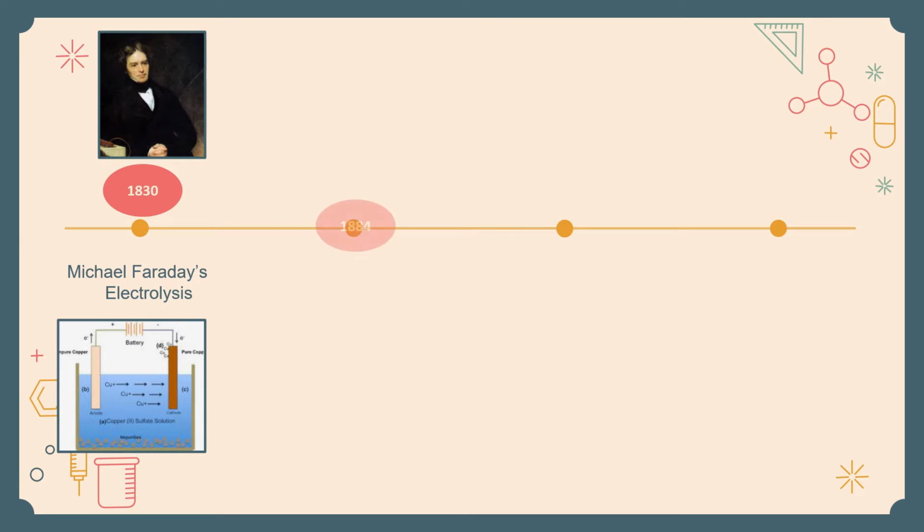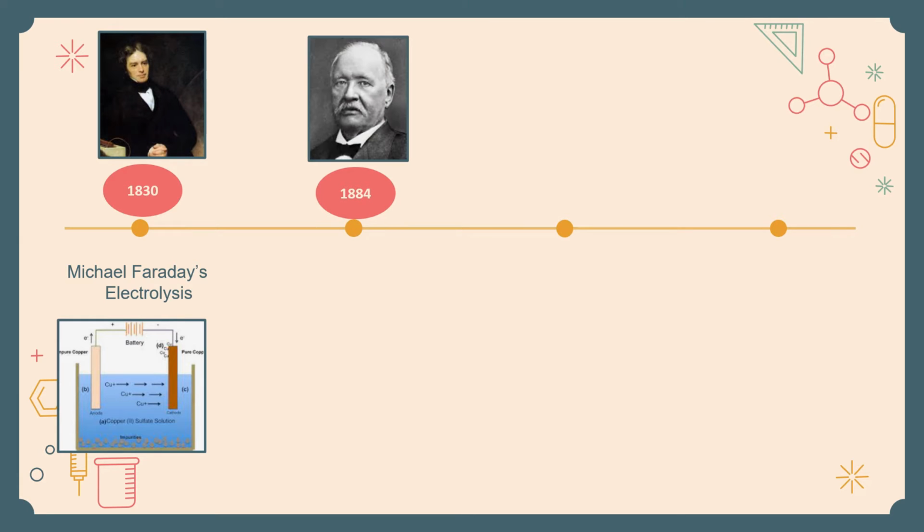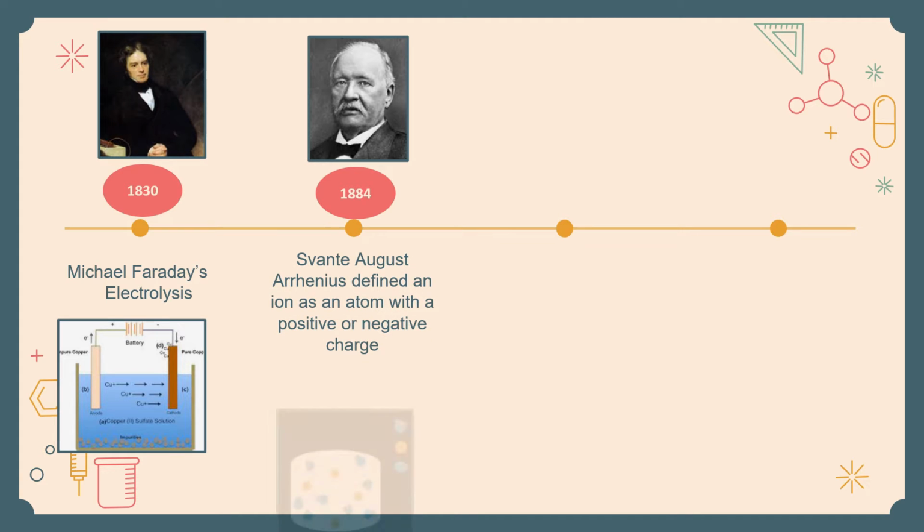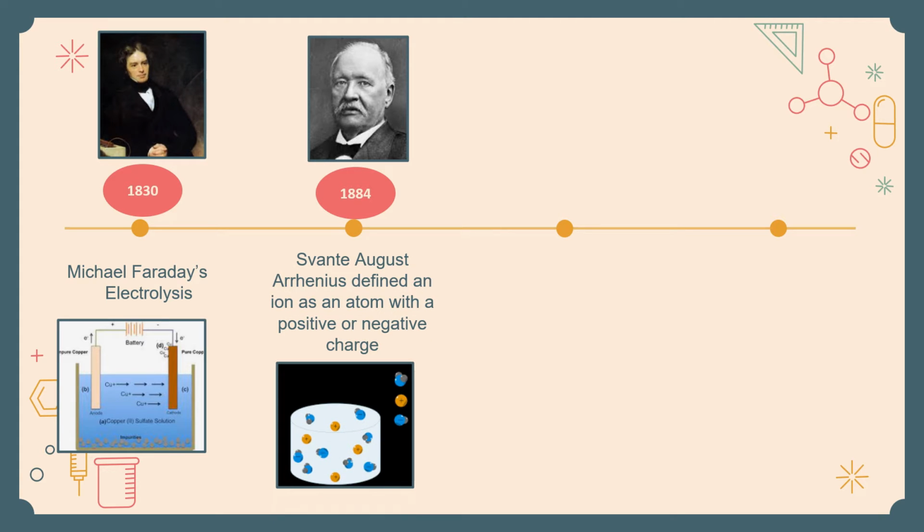In 1884, Svante Arrhenius reasoned that an ion is an atom carrying a positive or negative charge. He proposed that a compound like sodium chloride broke up into ions when it dissolved in water, whether or not an electric current was present.